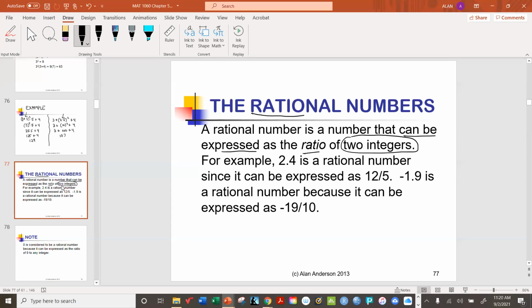So here's an example. It may not seem like it, but 2.4 is a rational number because I could just as easily rewrite that as 12/5. And clearly 12 and 5 are both integers. How about negative 1.9? Is that rational? Yes, because I can write it as minus 19/10. So the rationals can be both negative and positive. As long as I can express them as the ratio of two integers, then that number is said to be rational.